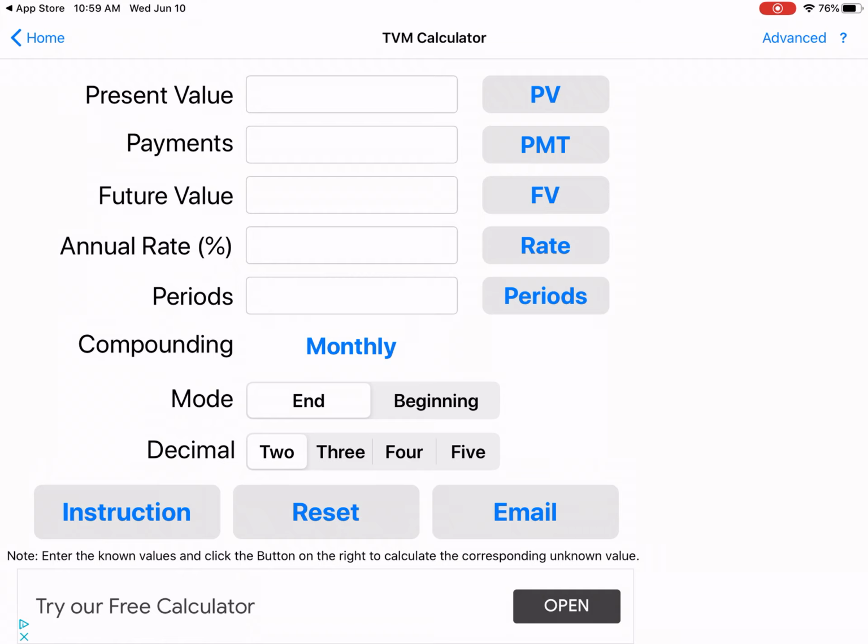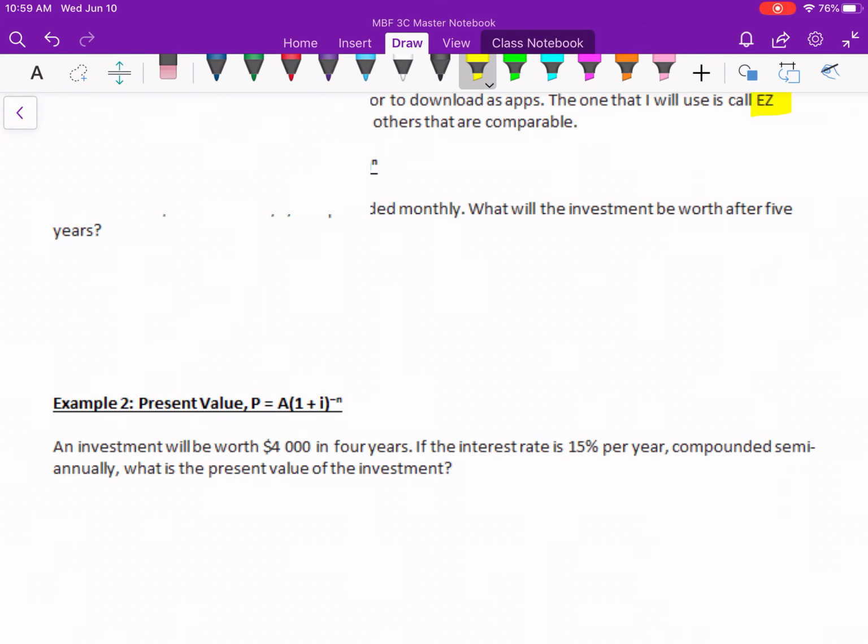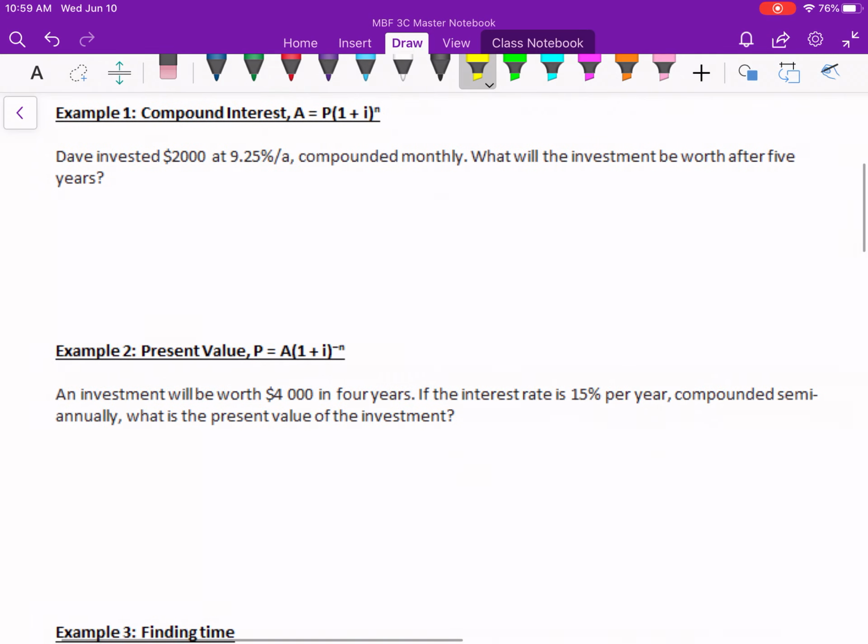Anyway, so that's how we can use it. So going back to our note, we're just going to go through some examples. You can see it's really fast. This should be a short lesson because it won't take long when we type things in.